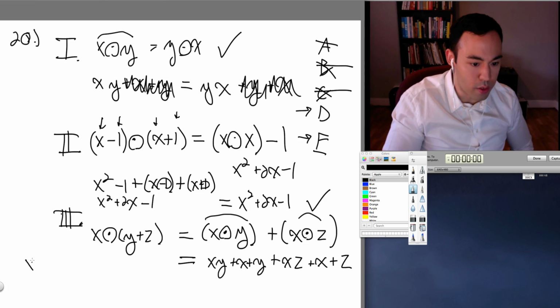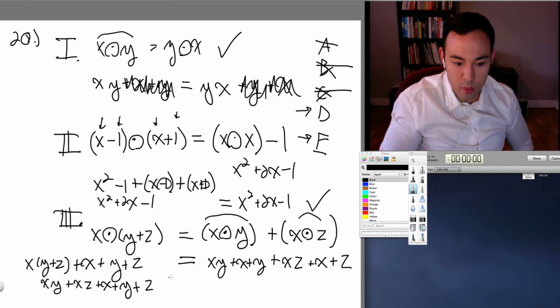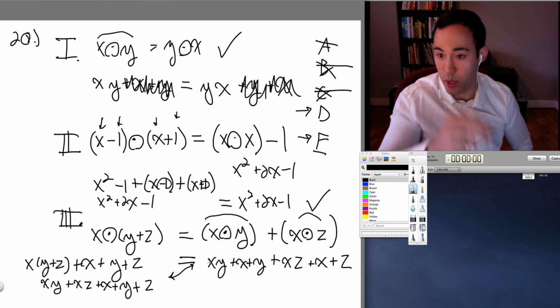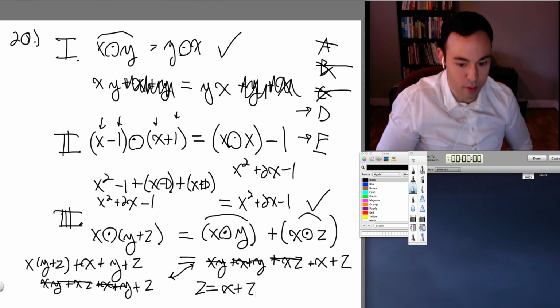So let's go ahead and go over here. So X, Y plus C plus X plus Y plus C. And then let's go ahead and multiply the X through. XC plus X plus Y plus C. And now that we're setting them equal to one another, let's start subtracting one term off from each side, one by one. So I subtract xy from both sides, those cancel out. I subtract this x from both sides, they cancel out. Ditto for the y, and ditto for the xc. But now we are left with z equals x plus c.